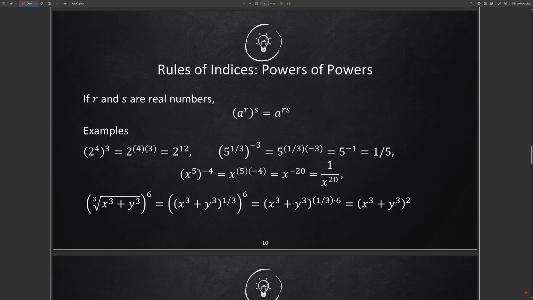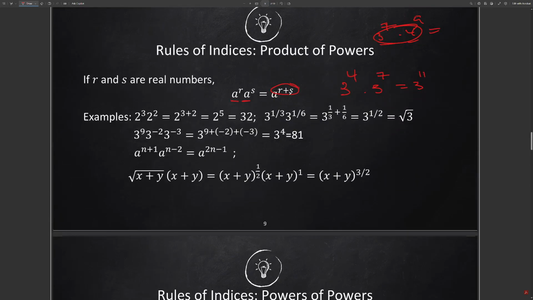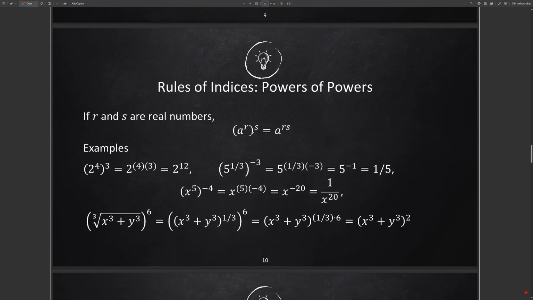Now, if r and s are real numbers, another rule: a to the power of r, in brackets, to the power of s is a to the power of r by s. So in other words, you multiply the indices. So when they are separate, you add the powers. When they are together like this, you multiply the powers. 4 3s are 12, like in this example here. 1/3 by negative 3 is 5 to the negative 1, right? Because remember, this 3 will cancel with this 3, and we have our negative sign here. So that's how we have our negative 1. So you have 1 upon 5 because it's the reciprocal.